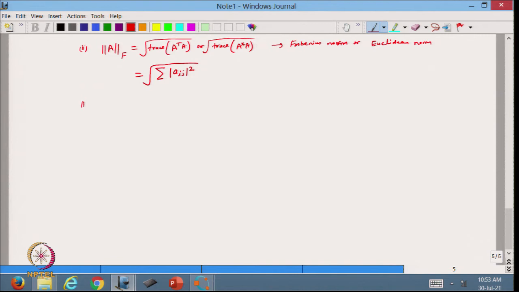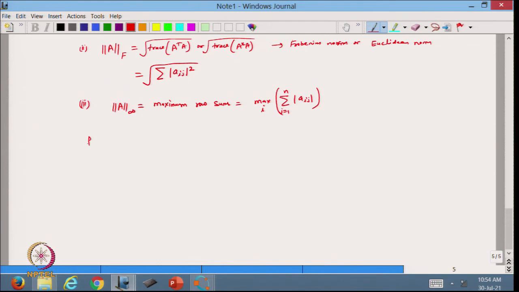Now, the third norm we are going to define is the infinity norm. The infinity norm is the maximum row sum. In this case I am taking the maximum over the rows of the summation of |A_ij|, with j moving from 1 to n. So it is called the maximum row sum. These sums we can define.